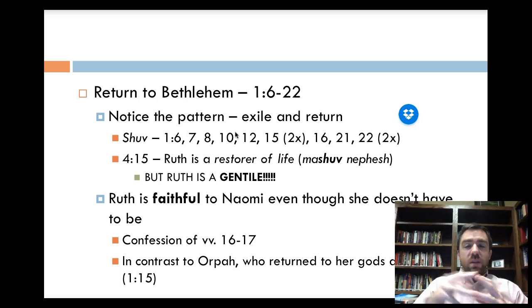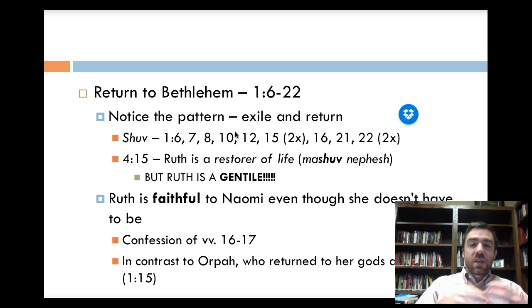They return to Bethlehem in chapter 1, verse 6. And the pattern here is exile and return. They go out of the land and they return. The word here is shuv, which is the word that is used both for repentance in the Old Testament and for the return from exile. Okay? And it occurs all those times in chapter 1, so that's a big, big theme for Ruth, is returning, specifically from exile in the land of Moab instead of in the land of Israel.